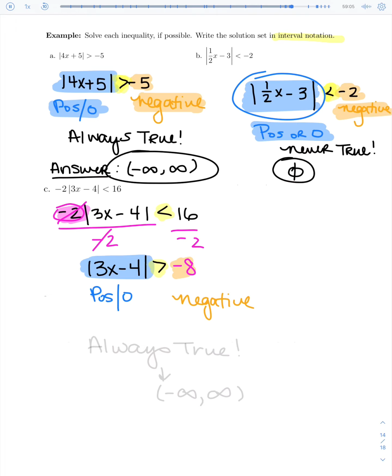Well, remember that we know that something like that is going to be always true. How do we write always true out in interval notation? Remember that's going to be negative infinity to positive infinity, which means any value will make this a true statement. Okay, continuing along.